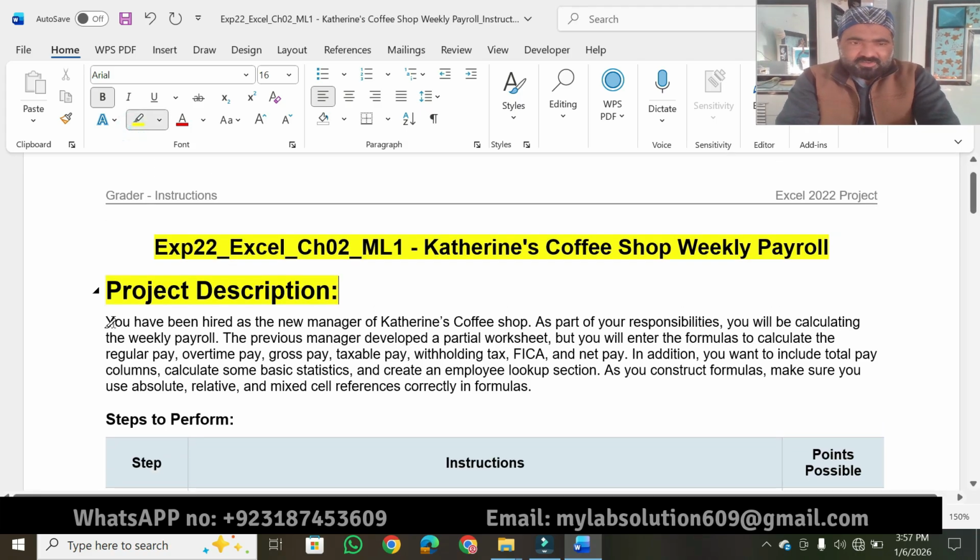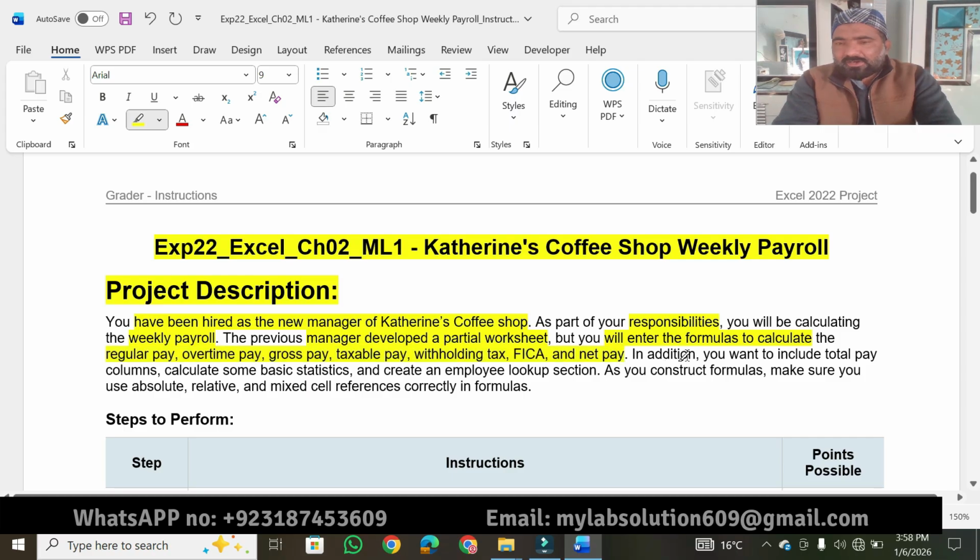So here is the project description. You have been hired as a new manager of Katherine's coffee shop. As a part of your responsibilities, you will be calculating a weekly payroll. Okay, so the previous manager developed a partial worksheet, but you will enter formulas to calculate the regular pay, overtime pay, gross pay, taxable pay, withholding tax, FICA, and net pay.